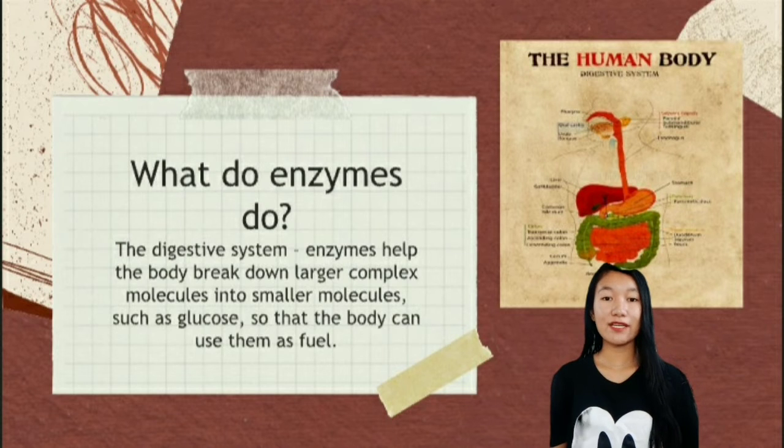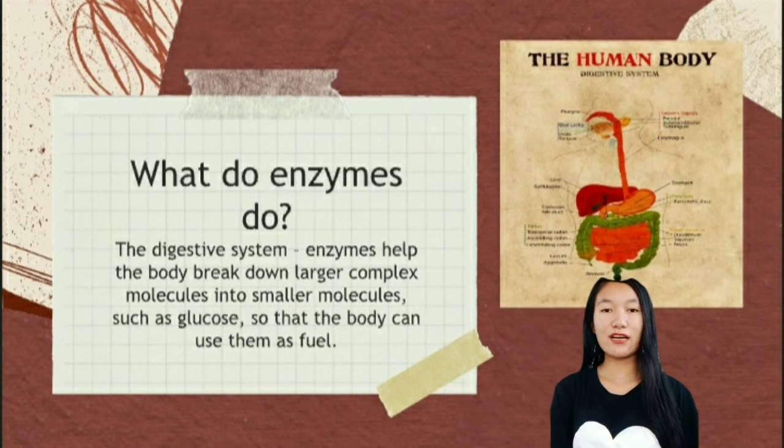Enzymes create chemical reactions in the body and are crucial for a variety of processes including digestion. Enzymes help the body break down larger complex molecules into smaller molecules, such as glucose, so the body can use them as fuel. Your saliva has digestive enzymes in it. Some of your organs, including your pancreas, gallbladder, and liver, also release them.